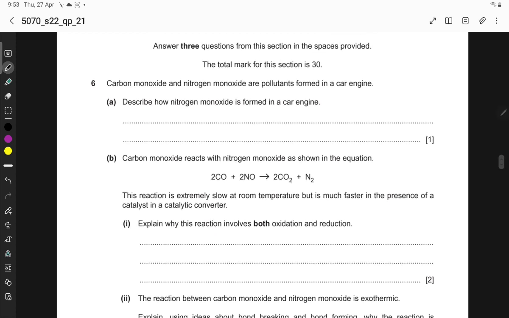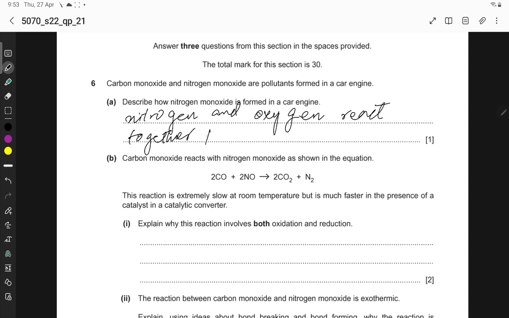Question number 6. Carbon monoxide and nitrogen oxide are pollutants formed in car engines. Describe how nitrogen monoxide is formed in car engine. Nitrogen and oxygen react together to form nitrogen monoxide.